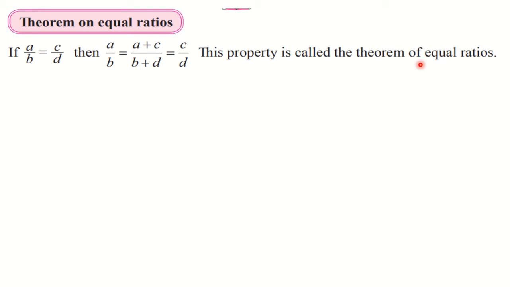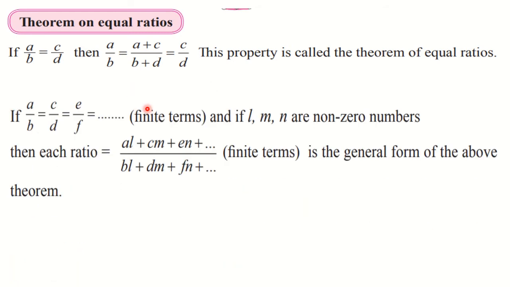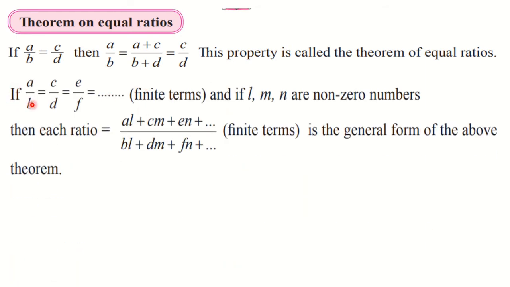Now this theorem is applicable to n number of ratios. That means if we have many ratios, but they should be finite, of course. It is not that they are infinite. You know that finite means they are going to end somewhere, like 5 ratios, 10 ratios, but it should be finite. So it is applicable to n number of ratios. Only thing is that n should be finite.